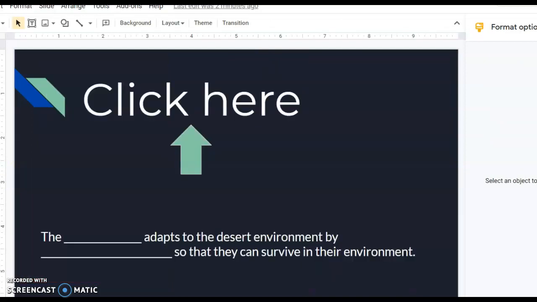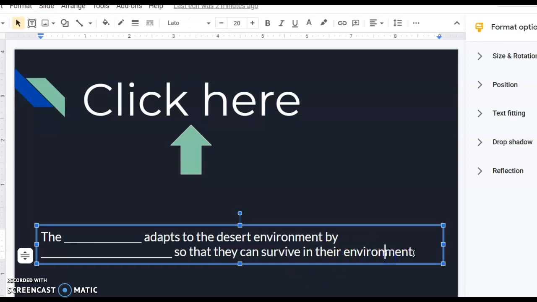And today what you're going to do after watching the video is answer the question down here, fill in the blanks. The blank adapts to the desert environment by blank so that they can survive. And I'm actually going to take out just so they can survive. There we go. So what you're going to do is pick a plant or an animal to write about and tell me how does it adapt or change so that it can survive in that hot, dry environment. So that word adapt means how does it change? What does it do so that it can survive in the desert?